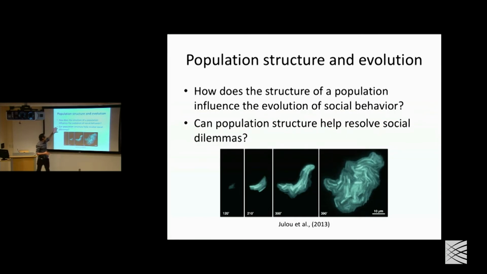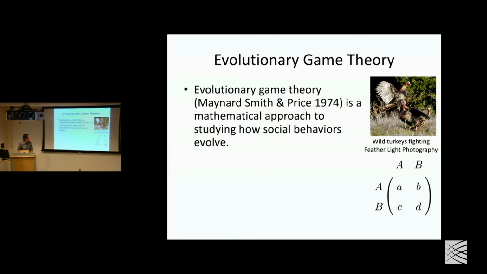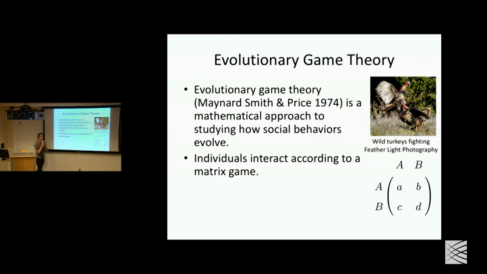So part of the big question is, can population structure help address this question? Can population structure help resolve these kinds of social dilemmas? Okay, so I'm a mathematician. I don't actually do those microbial experiments, but I like to represent things abstractly. And the way that these are represented is in evolutionary game theory. So it's an approach to studying how social behaviors evolve, where we model interactions as a matrix game.